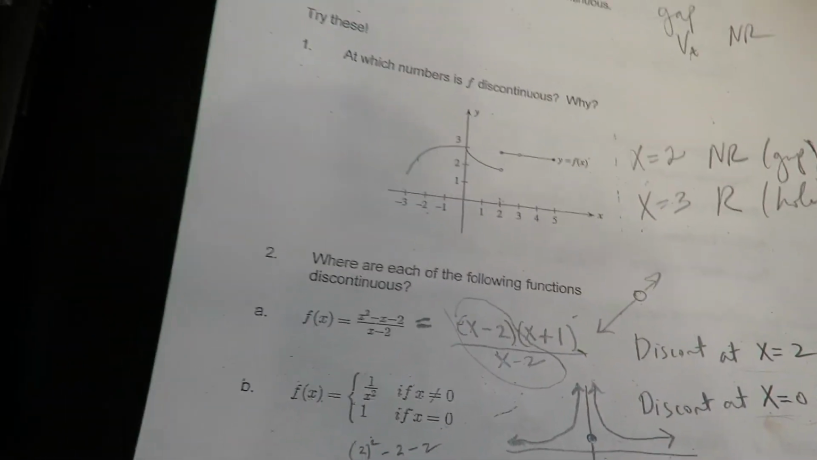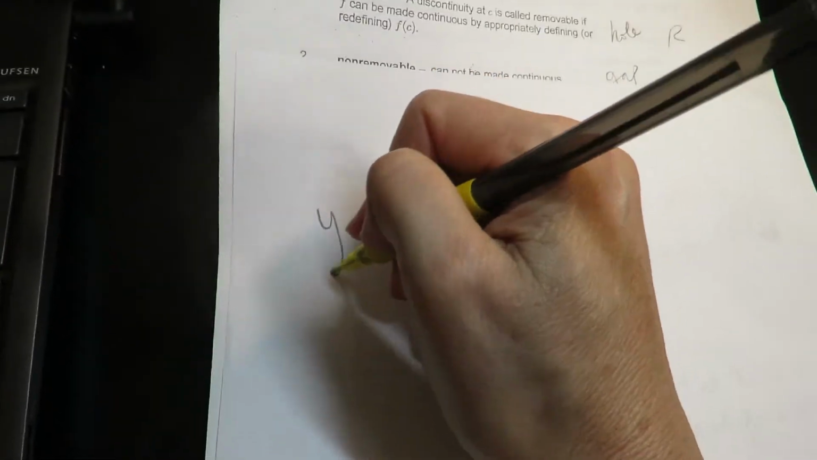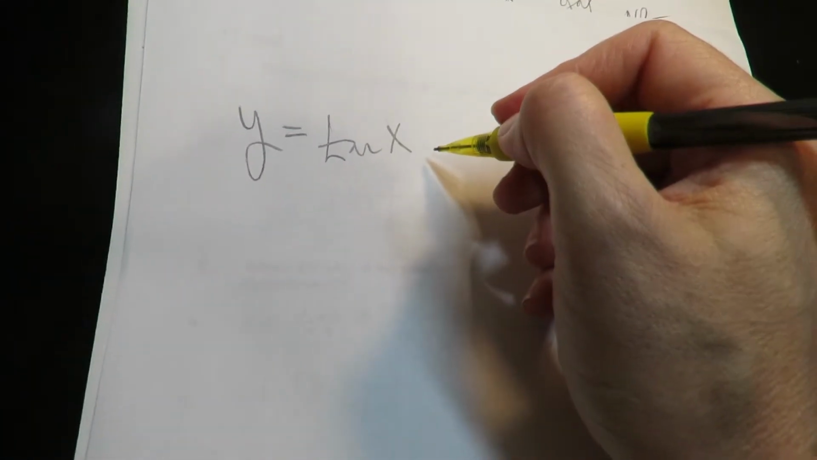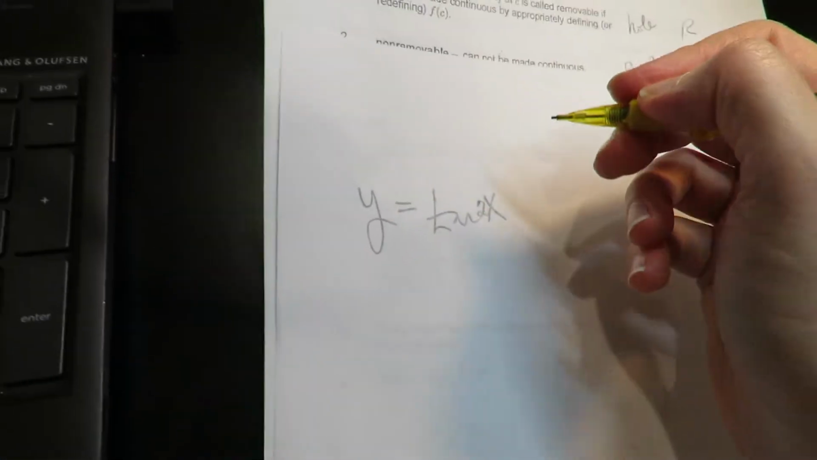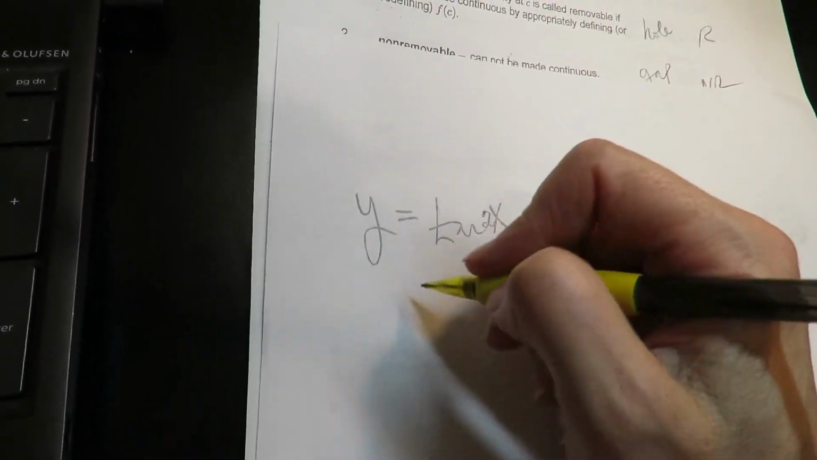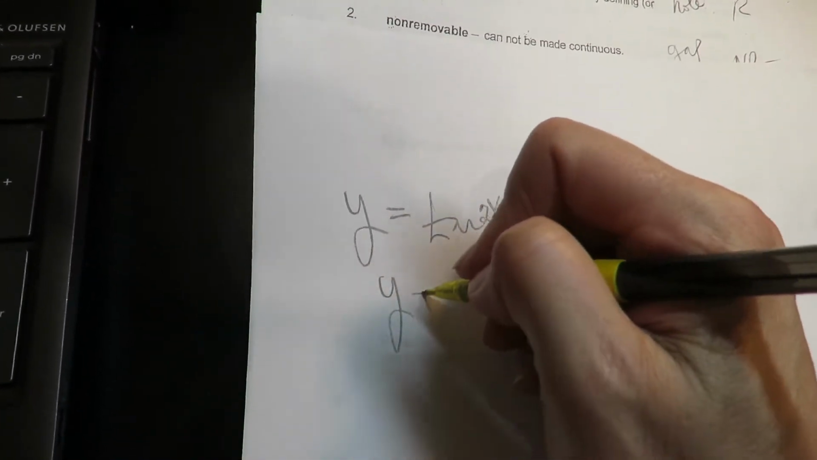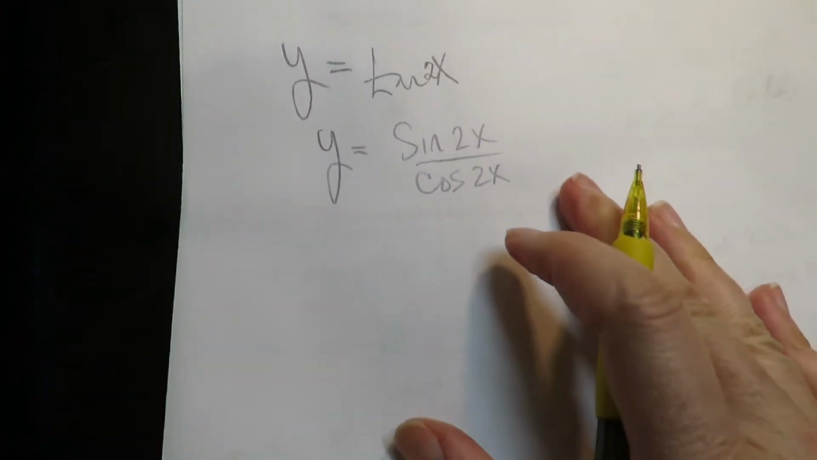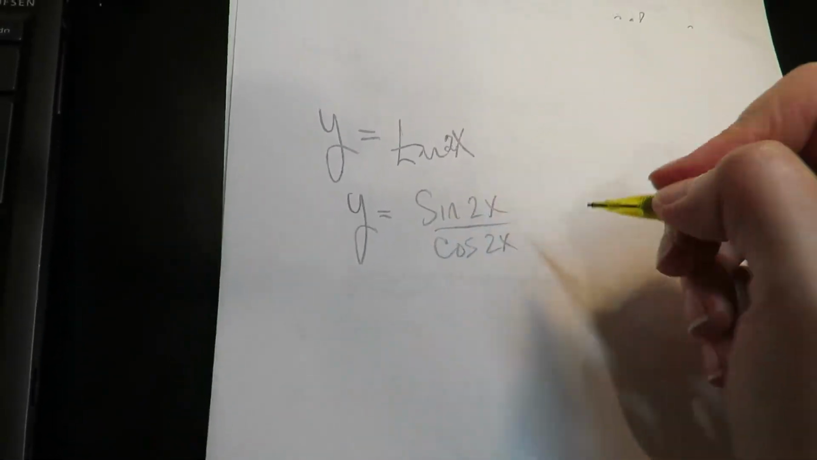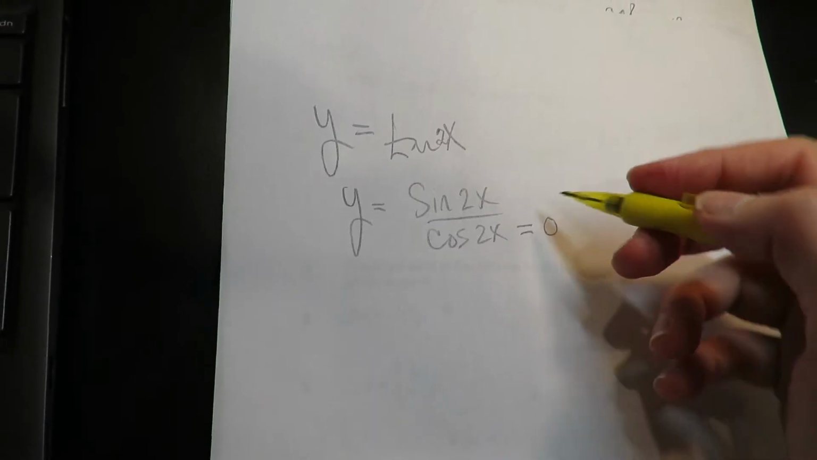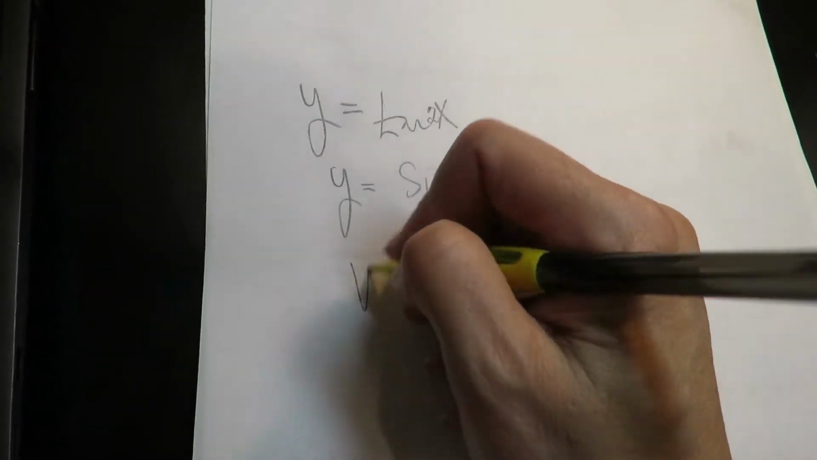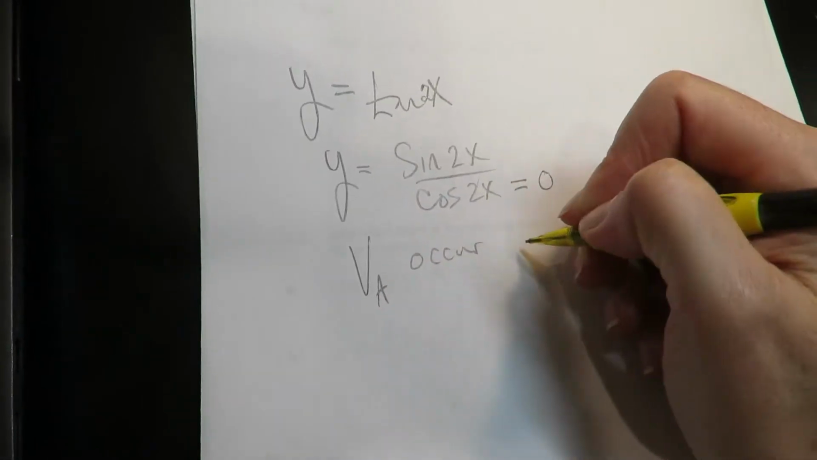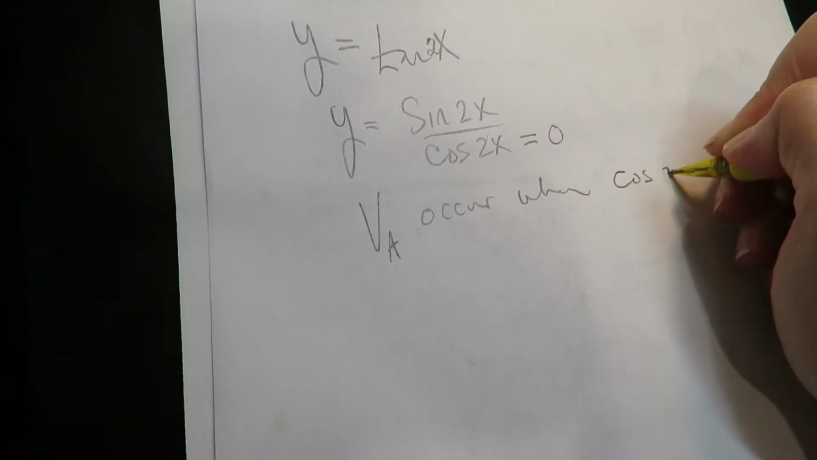Let me just grab one more while we're at it. Let me make it up. Let's say you have the tangent of x, right? Y equals the tangent of x. Now we know this is a discontinuous function. Actually, let me make it harder. Tangent of 2x. So let's first break it into its quotient identity. Now we know the VAs are going to occur when cosine of 2x equals 0, because the fraction becomes undefined. So the vertical asymptotes are going to occur when cosine of 2x equals 0.